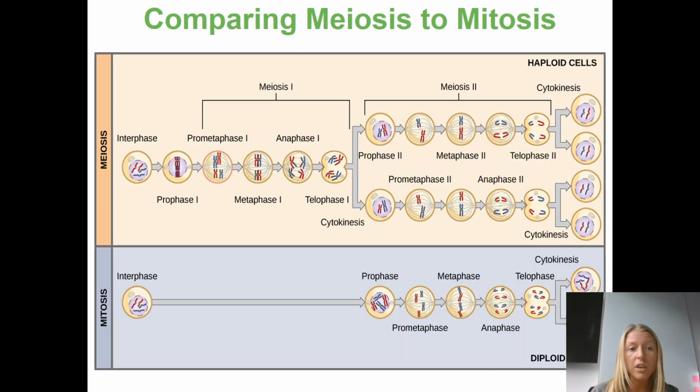So here's a look at a comparison between mitosis and meiosis. So you can really see that meiosis 2 is almost identical to mitosis, whereas in meiosis 1, we have that crossing over in prophase 1.